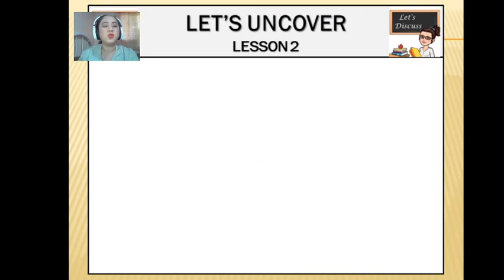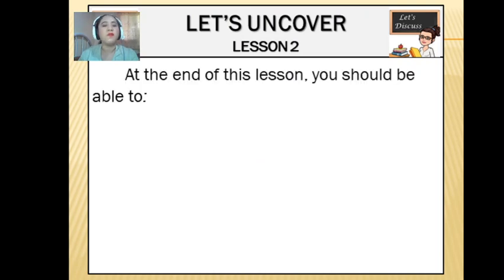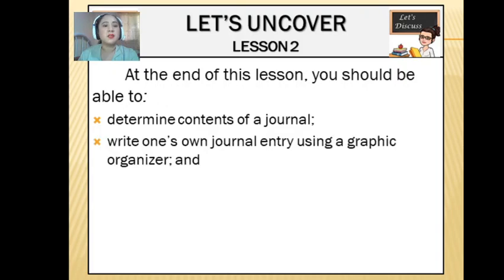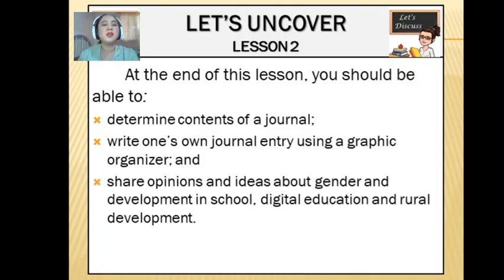So for Lesson 2 of Module 5, we have the following objectives. First, determine contents of a journal. Next, write one's own journal entry using a graphic organizer. And third, share opinions and ideas about gender and development in school, digital education, and rural development.